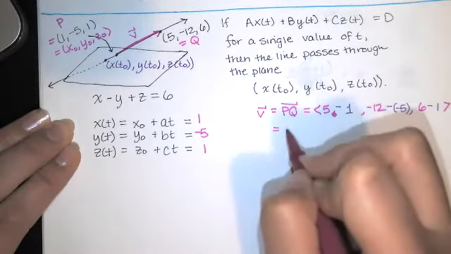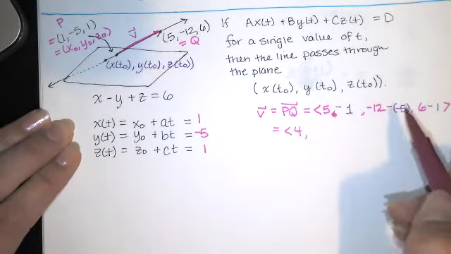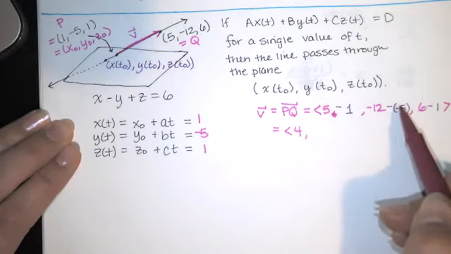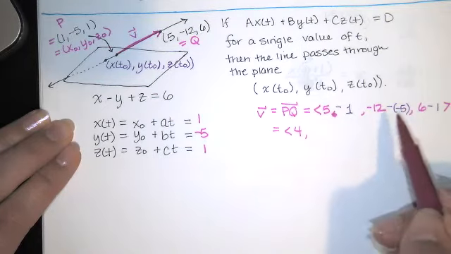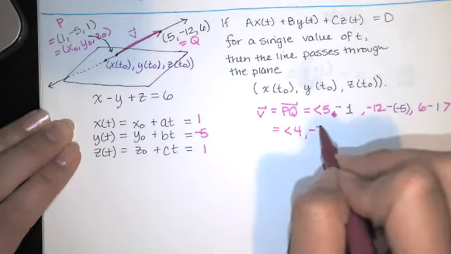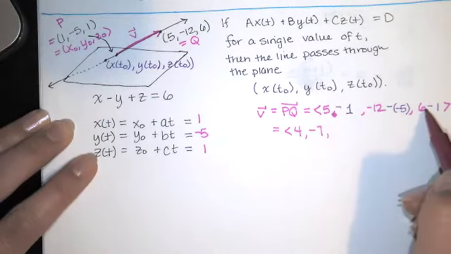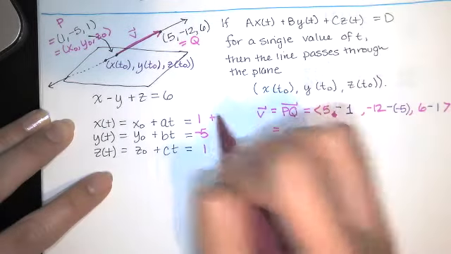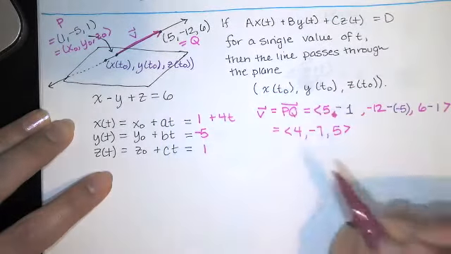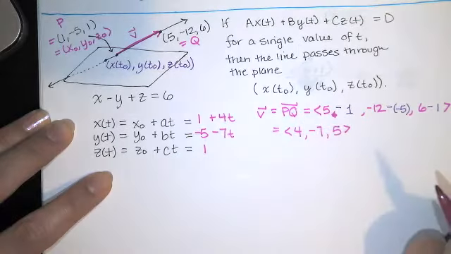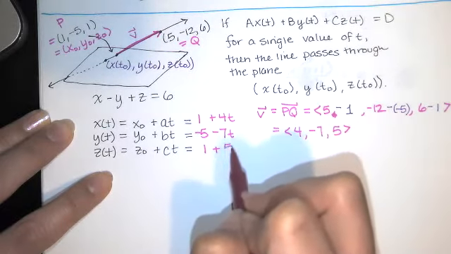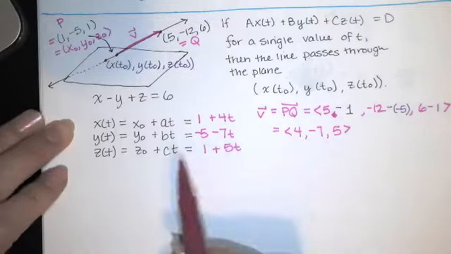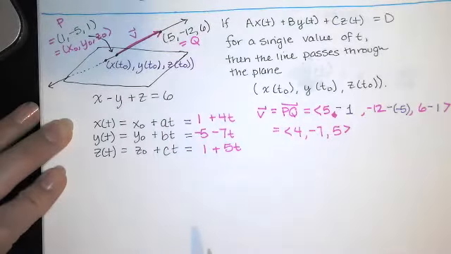And of course, 5 minus 1 is 4. This is -12 minus a -5, so that's -12 plus 5, or -7. And then 6 minus 1 is 5. So that's our A, B, and C. So we're going to add 4t here, and we'll add -7t here, and we'll add 5t here. So this is great. We've got the parametric equations of the line now.